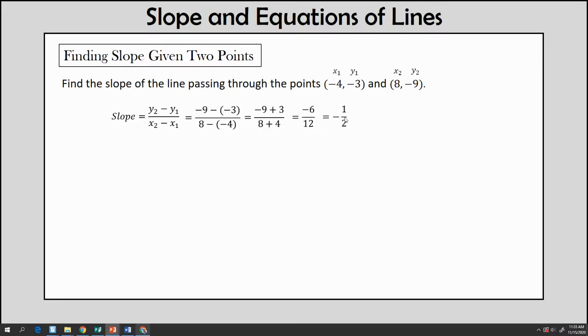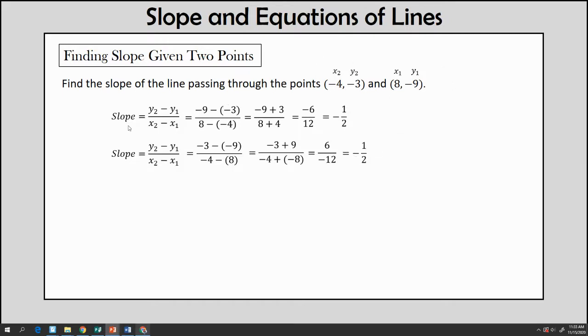Okay. Now, just for argument's sake, let's say we do the same problem, but we flip these. Now I'm going to call this one the first ordered pair. So this is the x from the first ordered pair, the y from the first ordered pair, x from the second ordered pair, y from the second ordered pair. Now let's load it in that way. So now it would become y2, negative 3, minus y1, negative 9, over x2, negative 4, minus x1, 8. If I simplify it, it becomes negative 3 plus 9 over negative 4 plus negative 8. I get 6 over negative 12, and a positive divided by a negative is a negative.